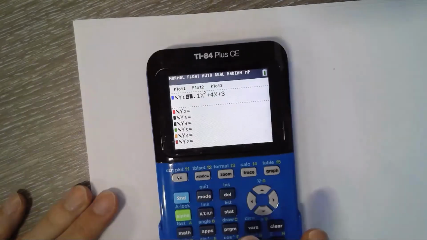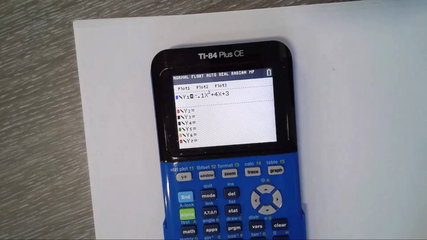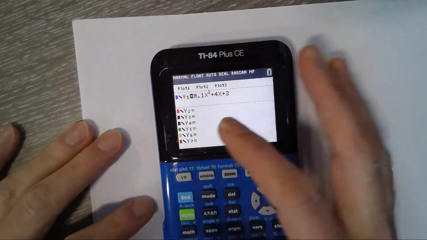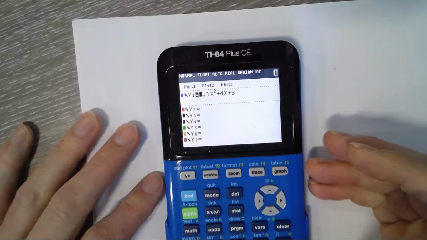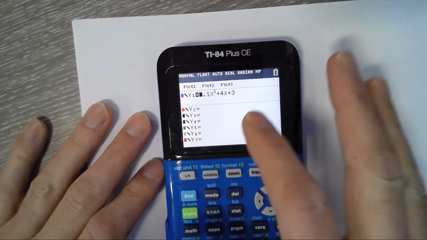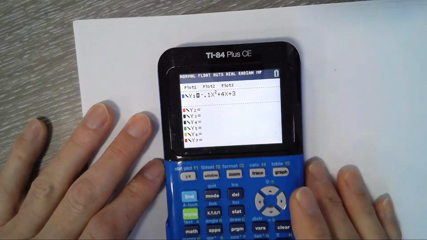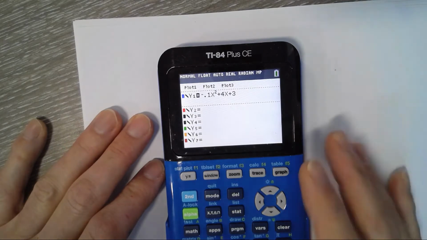Alright, so this video is going to show you a few features of the TI-84 calculator. Let's say we have this as our equation, which is a parabola. It opens down because it's negative. So we can type that in, and I'll show you a couple of features on the calculator that can figure out x-intercepts, y-intercepts, things like that.